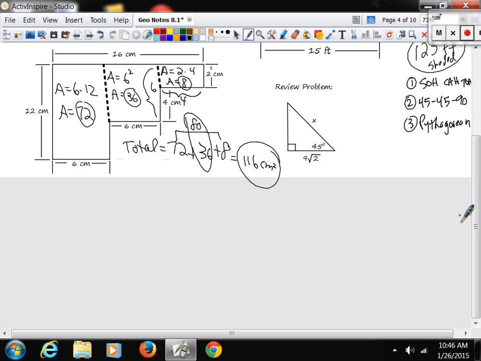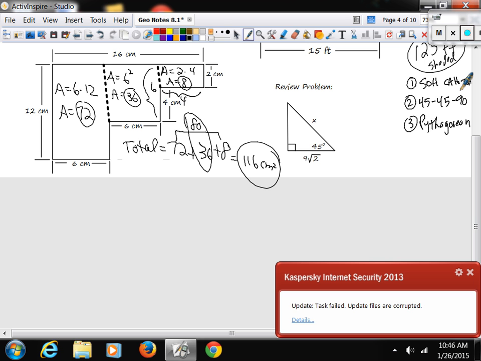Now, the reason I said there's like 4 possibilities is because with SOHCAHTOA, you could use sine or cosine in this problem. With 45, 45, 90, there's one formula that you'd have to use. Pythagorean theorem is one formula you'd have to use. So you got 3 choices. What would you choose? So you guys would use SOHCAHTOA. Anybody else want to use SOHCAHTOA? Anybody want to use the 45, 45, 90? Okay, I have a couple that would do that. So the rest of you are Pythagorean theorem people?